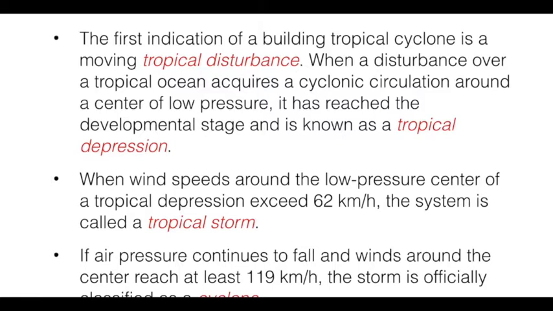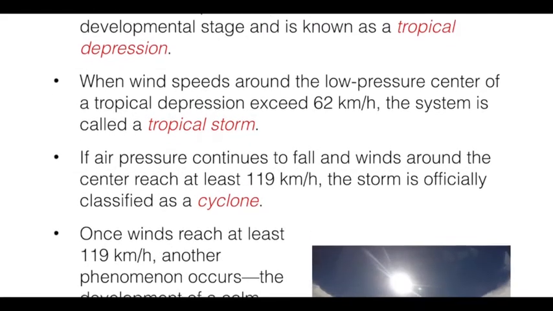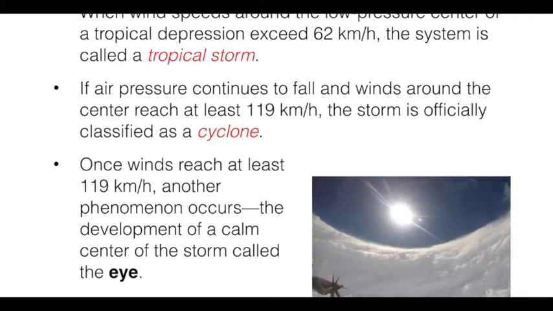Once you start getting higher and higher speeds, you simply have gradings of the storm. The storm can be weak or strong, depending upon the speeds of the winds caused by the energy inside that warm water. At 62 kilometers per hour, it's now a tropical storm. You get to 119 kilometers per hour, which I think is about 74 miles an hour, and it's now called a cyclone. Once it's a cyclone, we would even call it a hurricane. So a cyclone and a hurricane are basically synonymous.